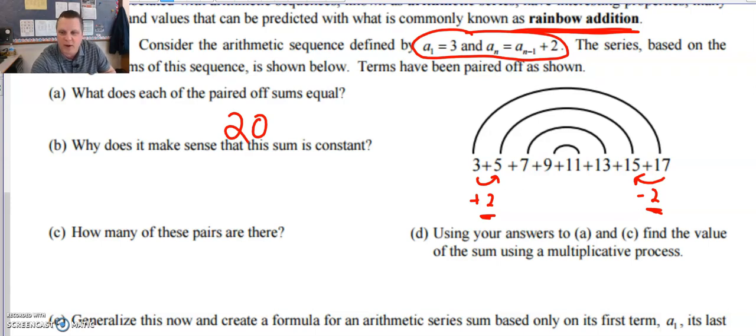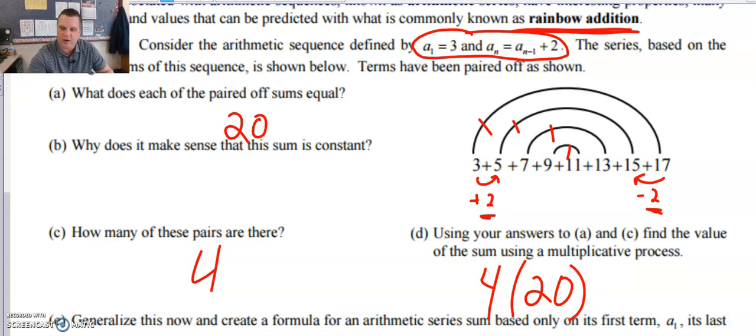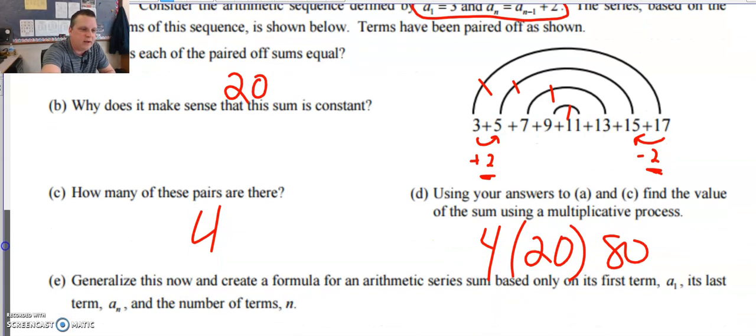How many pairs are there? 1, 2, 3, 4. There are 4 pairs in this example. And then we want to use our answers to find the sum. Well, there are 4 pairs, and it's 20 for each pair. So that gives you a total of 80.